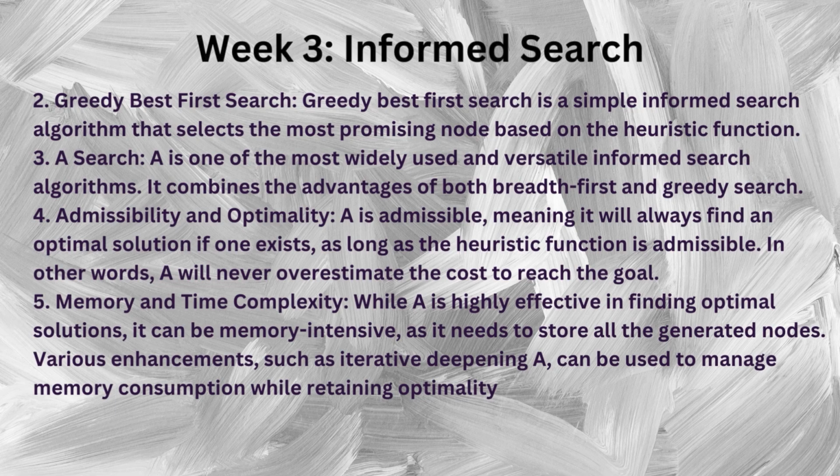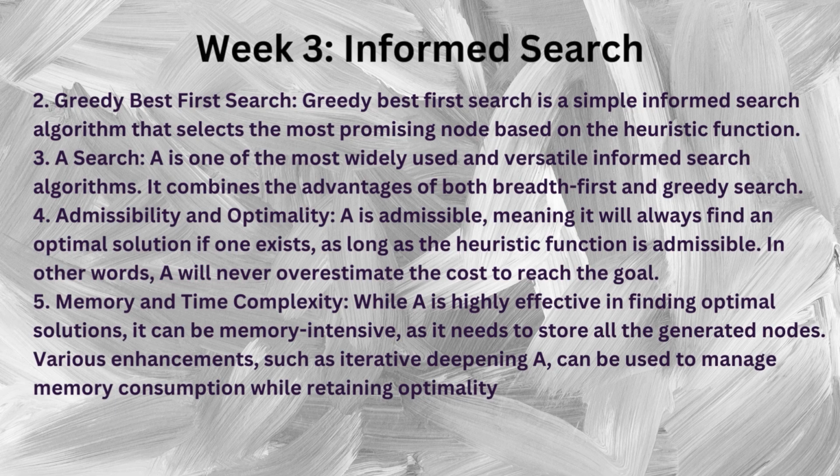Next, A star search. A star is one of the most widely used and versatile informed search algorithms. It combines the advantages of both breadth first search and greedy search. A star evaluates nodes based on a combination of the cost to reach a node and the heuristic estimate of the cost to reach the goal from that node. The algorithm expands nodes in increasing order of the sum of these two values.